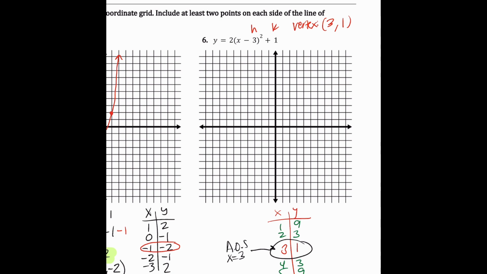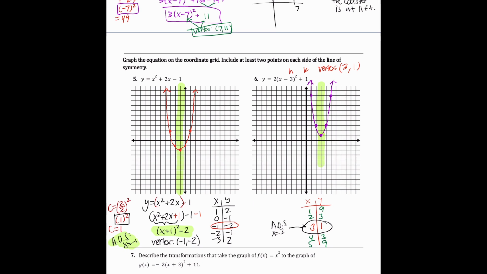I have 3, 1, so that's 1, 2, 3, and then 1. And then I have 2, 3, 4, 3, 5, and 9. And then I have 1 and 9. So my parabola should look something like this. And I'm going to go ahead and draw my line of symmetry. Remember, it's my x value of my vertex. And that is number 6.